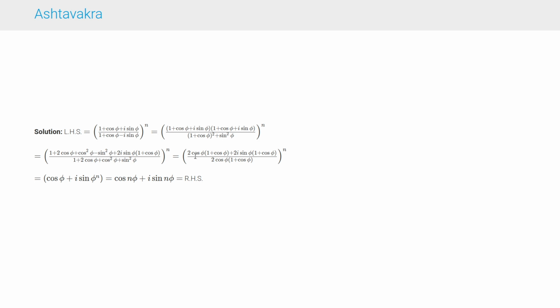So we simplify this, it becomes (2 cos phi (1 plus cos phi) plus 2i sin phi (1 plus cos phi)) whole to the power n, which is equal to (cos phi plus i sin phi) whole to the power n, which is equal to cos n phi plus i sin n phi.